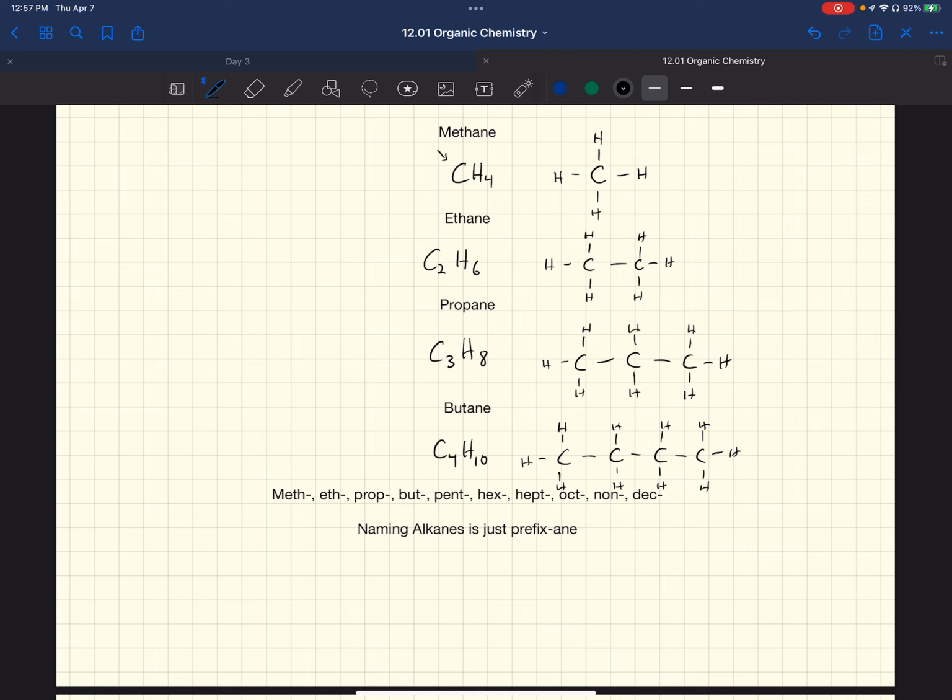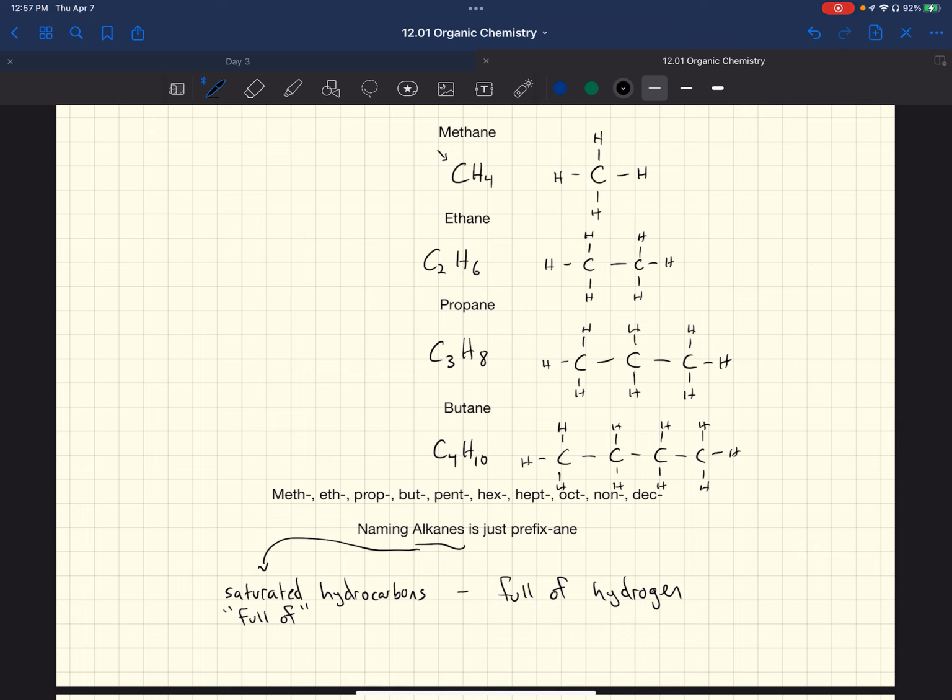So naming alkanes is actually really easy, okay? So alkanes are what we call saturated hydrocarbons. And saturated means like full of something, okay? These are saturated or full of hydrogen.